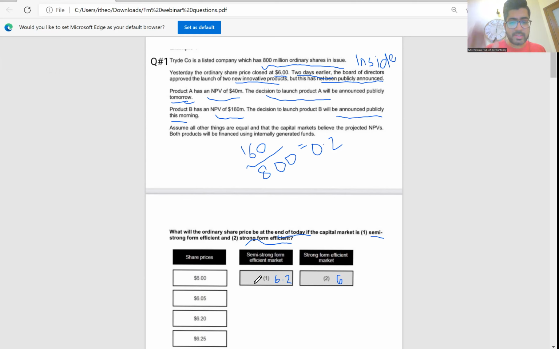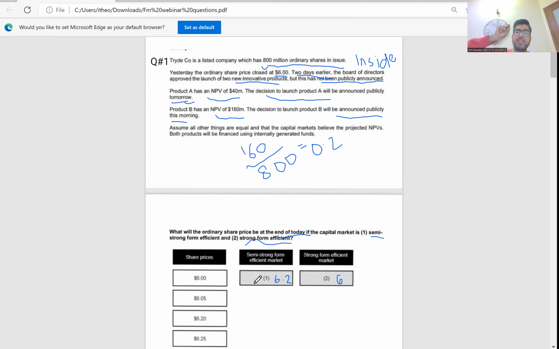Okay, so the correct answer is 6.2 in semi-strong form and 6 in weak form and strong form. For this, you need a sound understanding of the weak form, semi-strong form and strong form. Weak form says prices already incorporate past information. Semi-strong form incorporates past and public information, and strong form incorporates past, public and inside information. That means in strong form, if it incorporates everything, it won't get affected by anything.